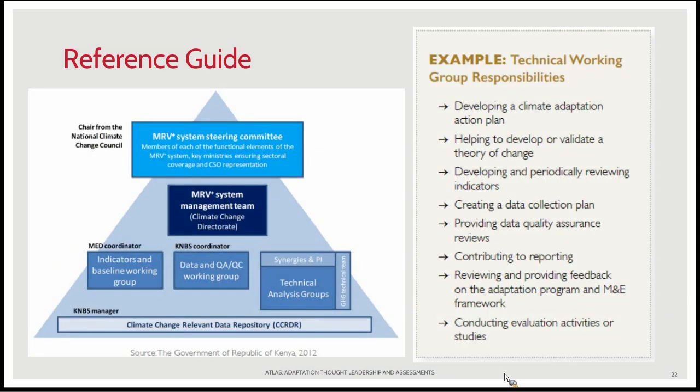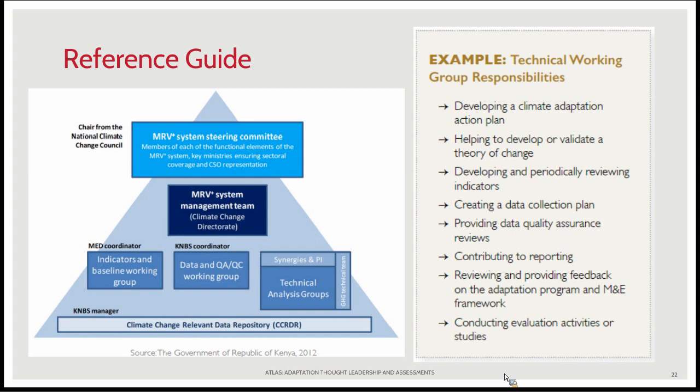The next few slides are just some quick examples of what's in the reference guide, just to provide a couple of quick snapshots of the guidance that's provided. So for example, under setting up an institutional arrangement, we pull from some of the countries and cities we looked at, provide some examples of what has actually been done, and give some ideas of what's worked, what hasn't worked, based on those structures.